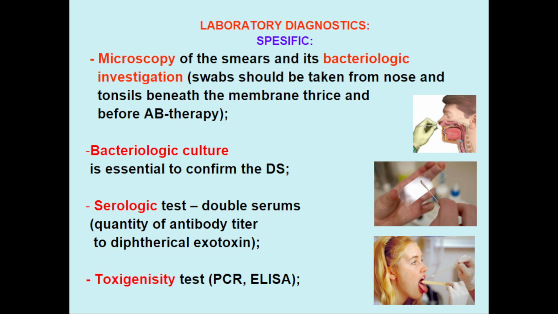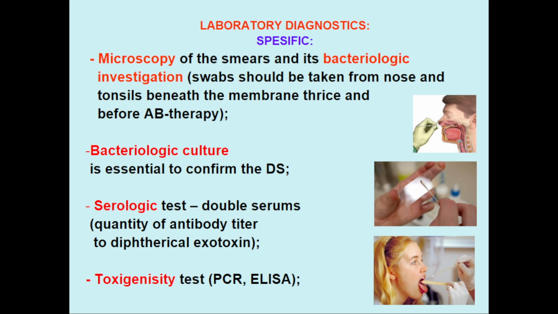Laboratory diagnostics. Specific: microscopy of the smears and bacteriologic investigation. Swab should be taken from the nose and tonsils beneath the membrane and before antibacterial therapy. Then, bacteriologic culture is essential to confirm the diagnosis. Serological test shows a double rise of antibody titer to diphtheria exotoxin, because even a patient who is immunized, when antibody level falls, may become sick, so there may be a basic level of antibodies, but they should increase double. Yes.